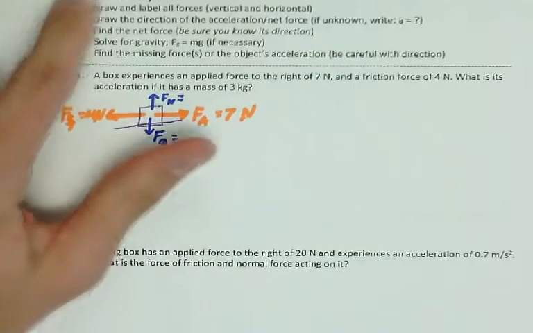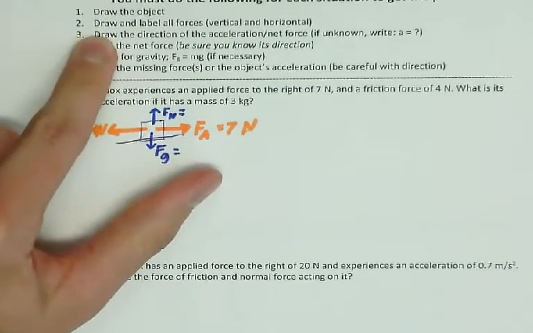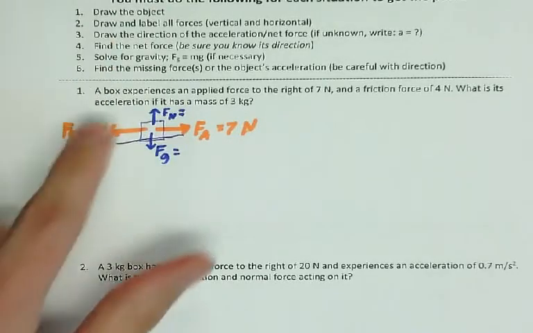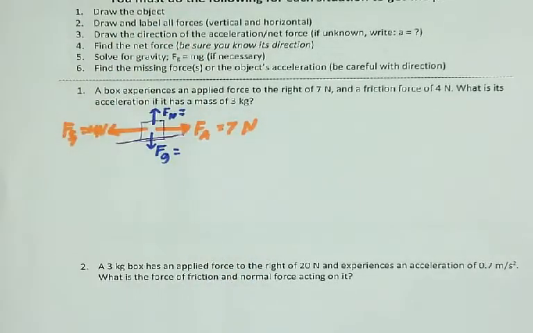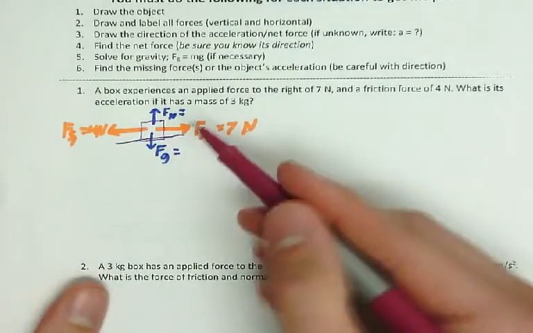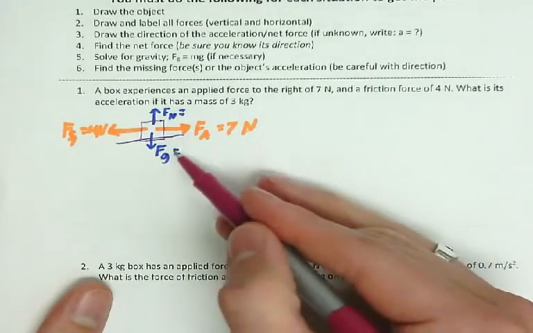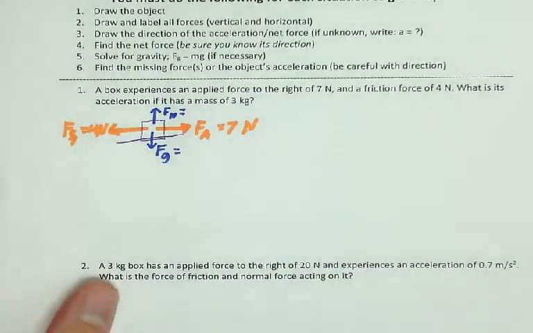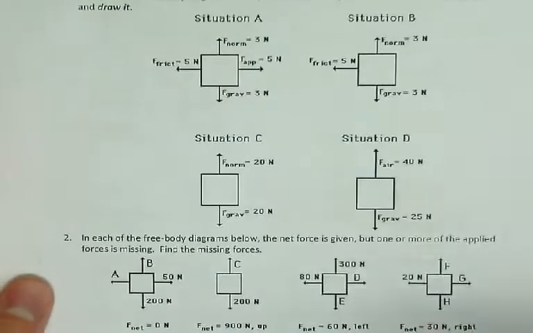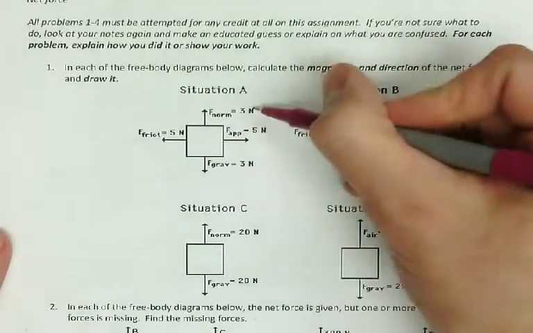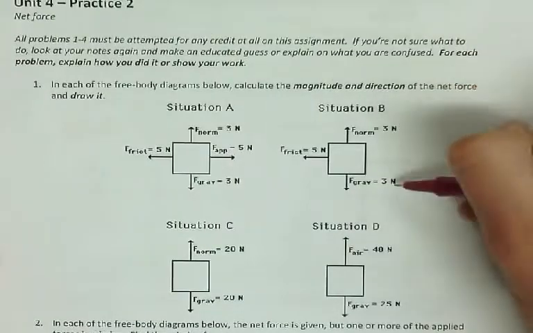Okay, so that takes care of drawing the object. That takes care of labeling the forces. Now we're ready to draw the direction of the acceleration. So the acceleration is always the direction of the net force, and the net force is the direction of the unbalanced force. It doesn't say anything about normal and gravity, but what I know from this other practice is that usually normal and gravity are the same.